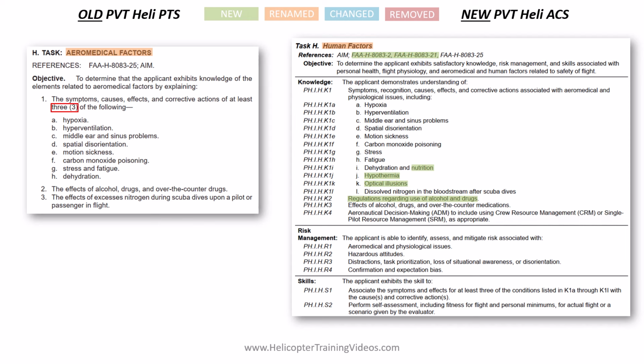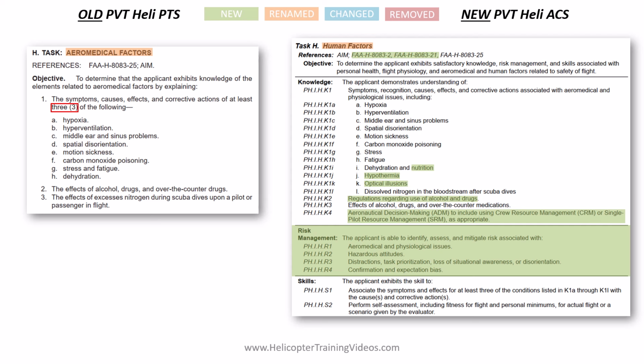Under the sub-elements, we've got nutrition added, hypothermia, specifically optical illusions, and specifically the regulations regarding the use of alcohol and drugs. There's a whole dedicated section here, K4, for aeronautical decision-making, crew resource management, and single pilot resource management. Under the risk management section, you need to identify, assess, and mitigate risks associated with a scenario you've been given regarding air medical and physiological issues, and make sure you're good on identifying the hazardous attitudes and their antidotes. I use the IMAIR memory aid to remember those.